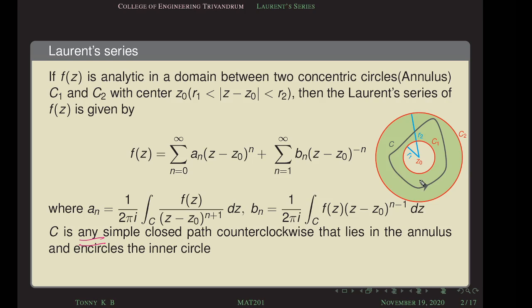So c is not unique. You can choose any simple closed curve satisfying this property.